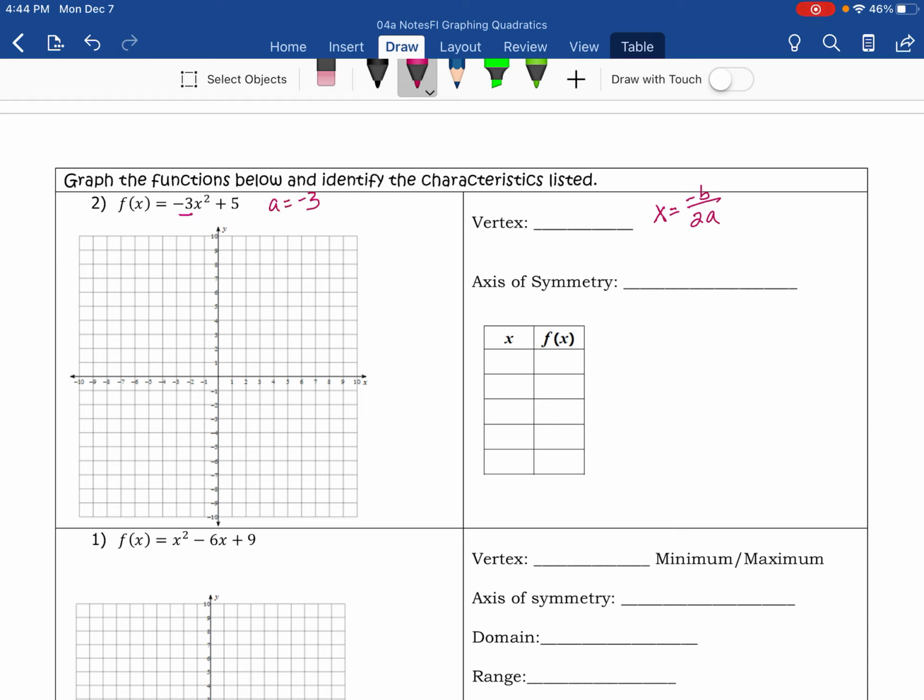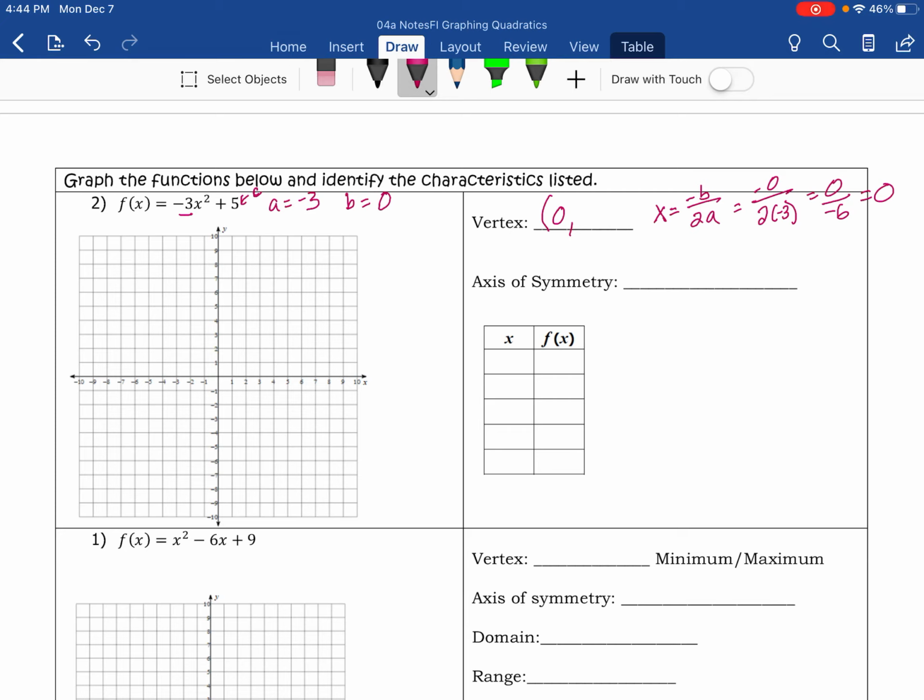So I go back to my equation. My A value is -3, my B value is missing. This right here is my C value. My B value, since it's missing, we're going to say that is 0. So I'm going to substitute these values in, so it's going to be -0 over 2 times -3, which is 0 over -6, which is 0. So I know the X value of my vertex is 0.